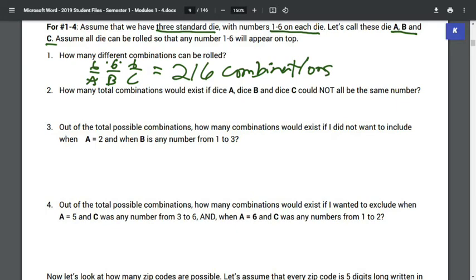with those 3 dice. So when I'm talking about combinations, that would be if I just roll 1, 1, 1, 1, 1, 2, 1, 1, 3, so on and so forth. So we would get 216 if that were the case.